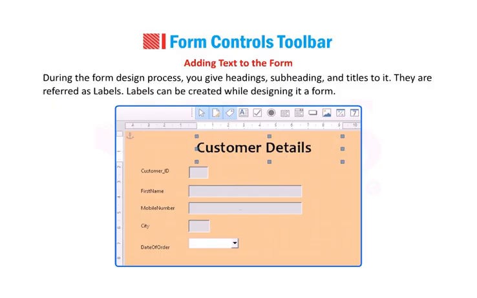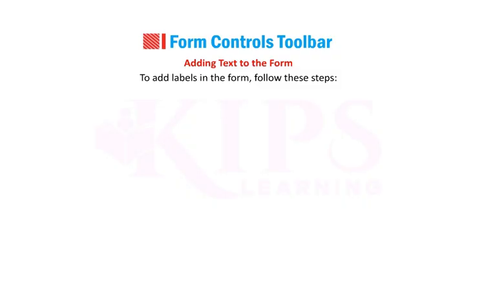Adding text to the form. During the form design process, you give headings, subheadings, and titles to it. They are referred to as labels. Labels can be created while designing a form. To add labels in the form, follow these steps.